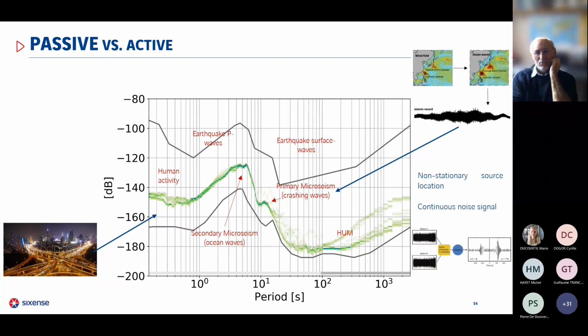Now, the characteristic of seismic noise is that its location is not defined, not like active sources, because the locations are multiple and it's a continuous signal. So it's present everywhere all the time. But using advanced mathematical procedures, the waves hidden in the seismic noise can be extracted and analyzed.